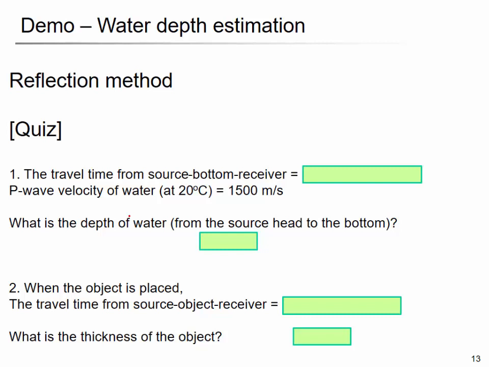쉽죠, 이거는. So, okay. Let's calculate the water depth. Approximately 181.4 microseconds. Then what will be the depth of water? So quiz one, the first question: the travel time from source to bottom to receiver is 181.4 microseconds. And if you assume the water velocity is 1500 meters per second, what's the depth?